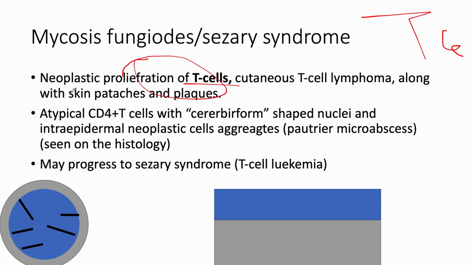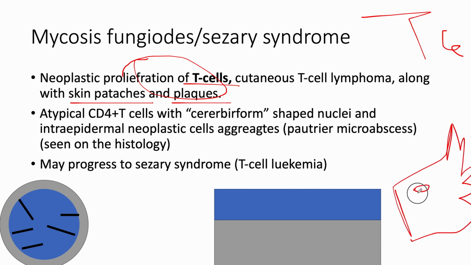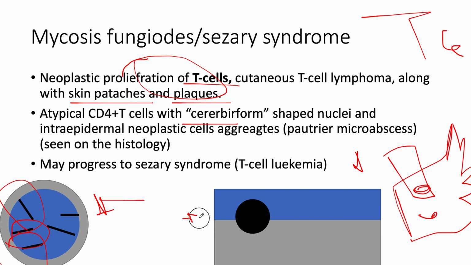Neoplastic proliferation of T-cells leads to skin plaques and patches. So on the person's hand or on his back, he may come with these patches or plaques. And when you take a histology, what are you going to see? In this cell, we're going to see these cerebriform nuclei, which basically means nuclei with indentations, with kind of separations. And then on a skin biopsy, we can also see these Pautrier microabscesses.